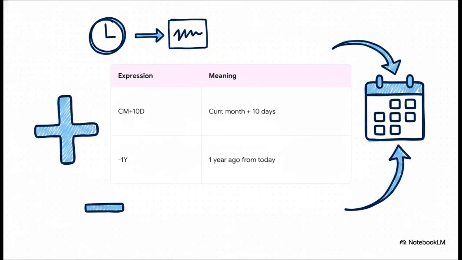We can take it even further by combining these forms using basic math operators. Let's say you need the current month plus an extra 10 days for a grace period. Easy, just type CM plus 10D. What if you want to lock down dates exactly 1 year in the past? Just use a minus sign, -1Y. This lets us map out incredibly specific dynamic date ranges with virtually zero effort.